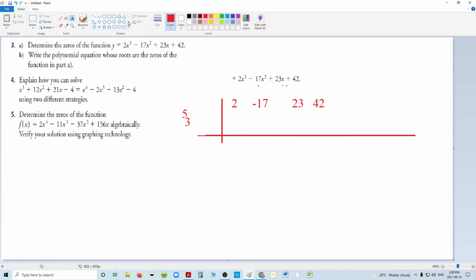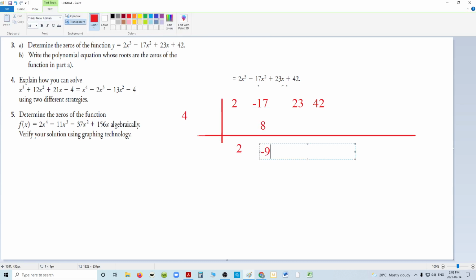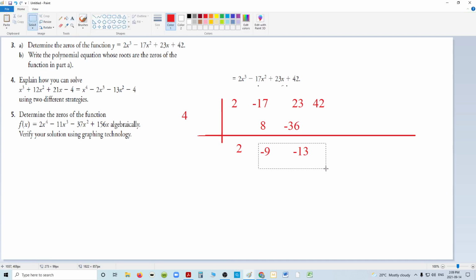And I'll just do it like this. Here we go. 2 times 4, 8. Add them together, minus 9. Times 4, 18 minus 36. I think we're going to get it here. We get minus 13, and times 4 is 52. So we've gone too high. So I'm just going to check my numbers. Oh no, I didn't make a mistake. Minus 9 times 4, minus 36. Add them together, minus 13.